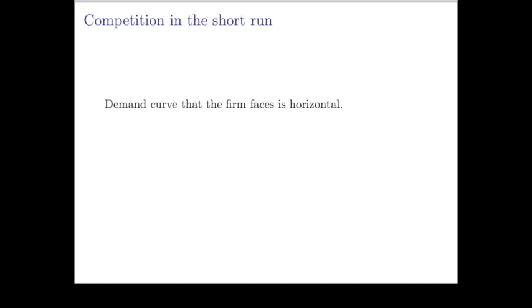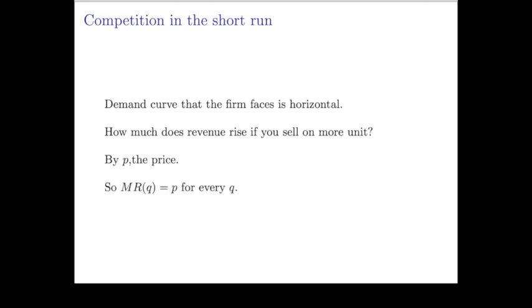Let's go through the exercise of figuring out the supply curve for a firm in the short run. Remember that for a competitive firm, the residual demand is a horizontal line. So how much extra revenue does a firm get if they sell one more unit? Well, they just get P extra dollars, the price. So as we've discussed, the marginal revenue is just P.